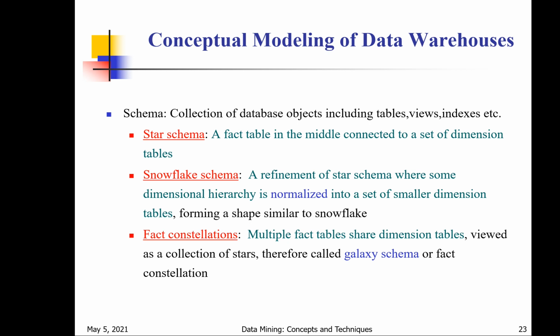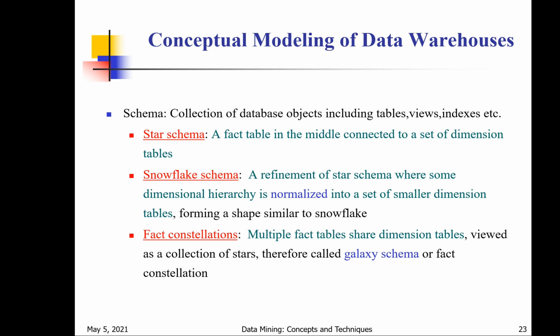This schema design is nothing but the design phase for a data warehouse. Just as modeling is the design phase for databases, for designing a database system, conceptual modeling of databases is nothing but a model. So like that, schema design is the conceptual modeling of data warehouses. There are three types of schemas: star schema, snowflake schema, fact constellation schema.